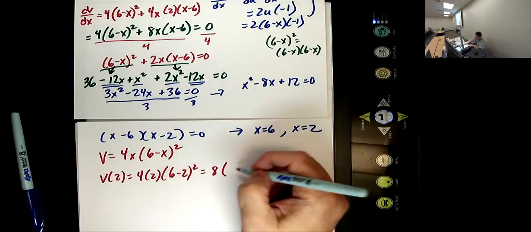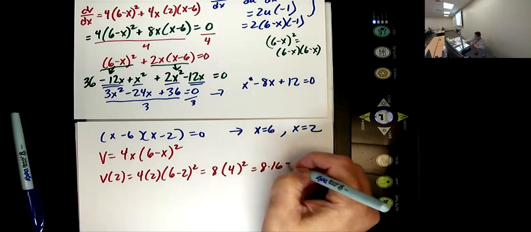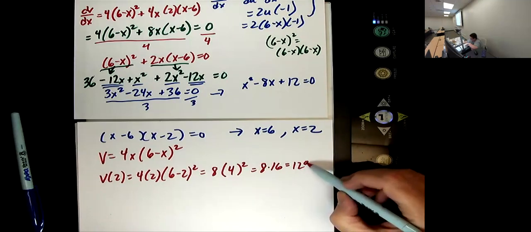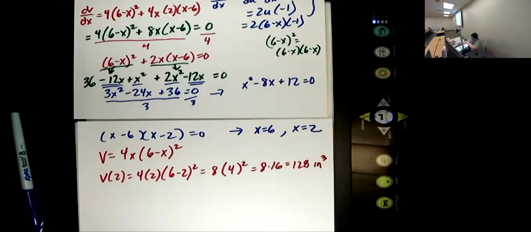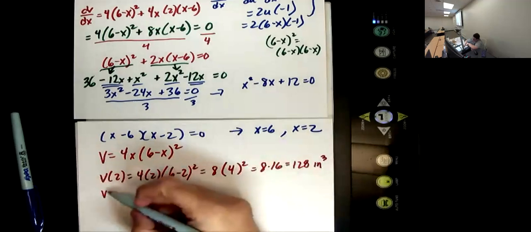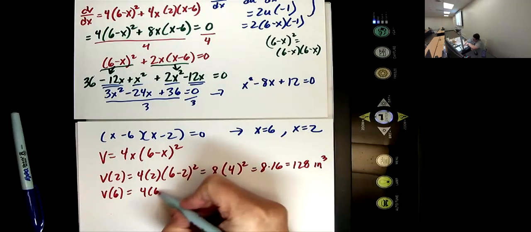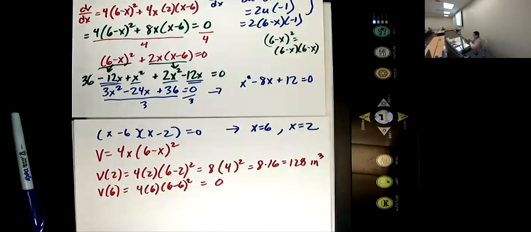x is 2, so 8 times 4 squared, 8 times 16 is 128 cubic inches. We already knew the minimum was 0. A box can't have less than 0.